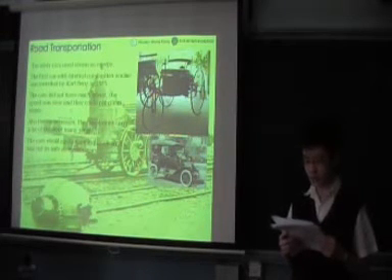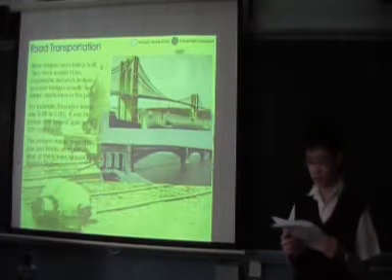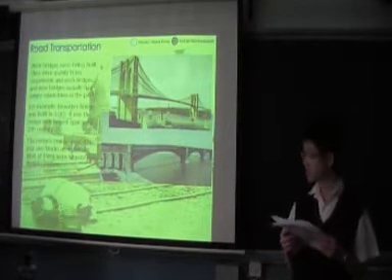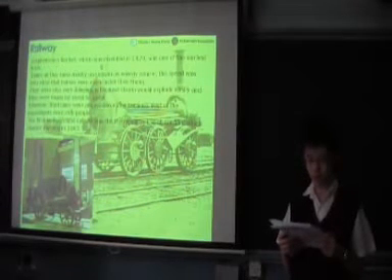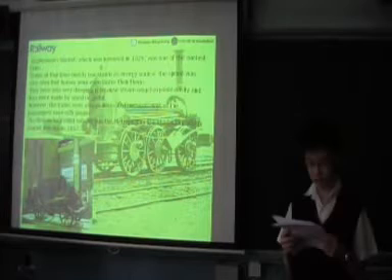Longer bridges and tunnels were built. New bridges were better than the old ones. Trains using steam as energy were invented also. Like cars, they were slow and dangerous.